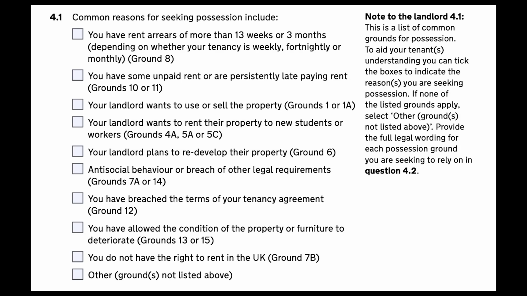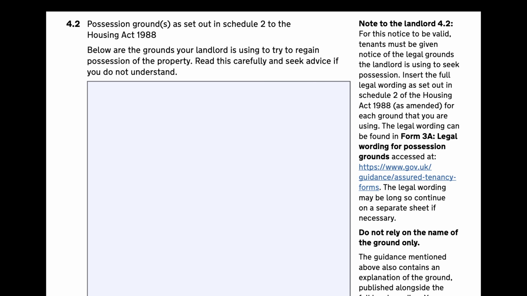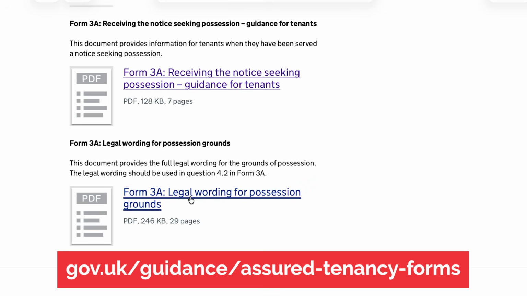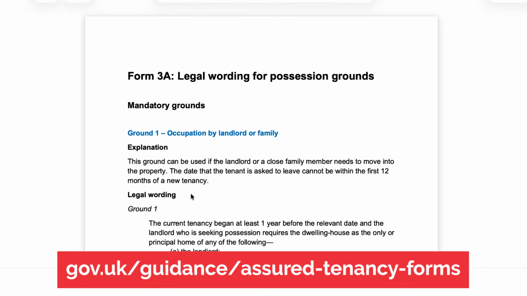And the next one is 4.1, which is optional. It's a list of the most common grounds like rent arrears or the landlord wants to sell up. And if your ground isn't there, tick other. The next one is question 4.2. It asks for the possession grounds as set out in the Housing Act 1988. There's a document that sets them out called Form 3 Legal Wording for Possession Grounds, and you should cut and paste the wording for the relevant ground into the form. If you don't do this, then the notice won't be valid.